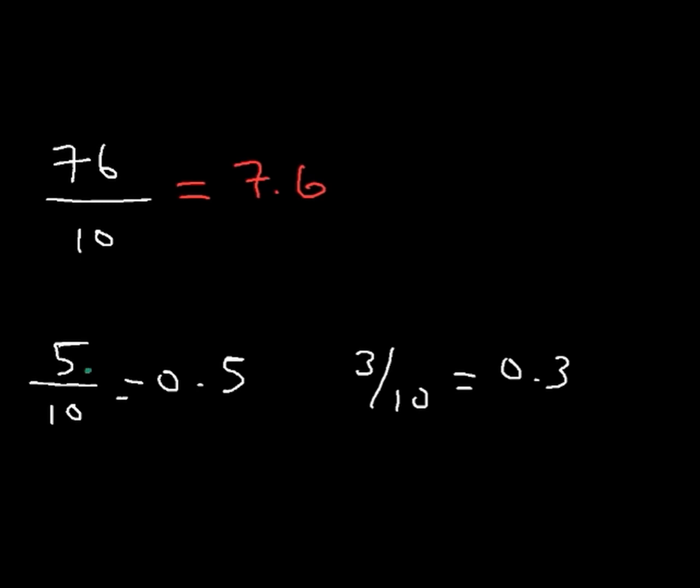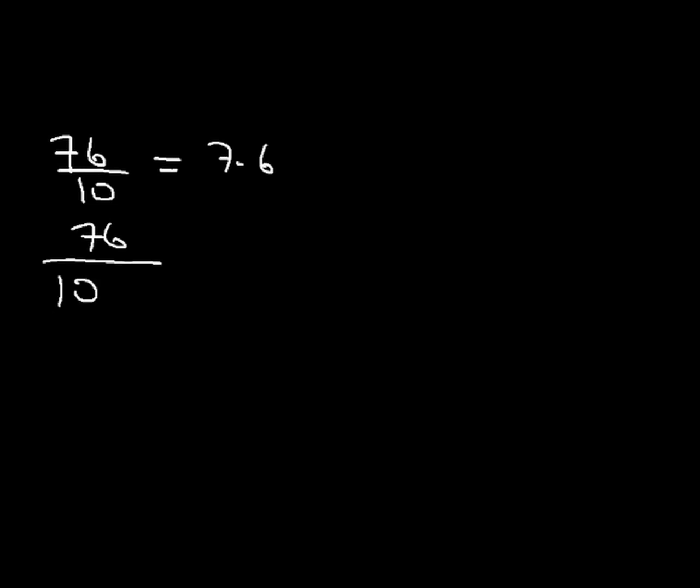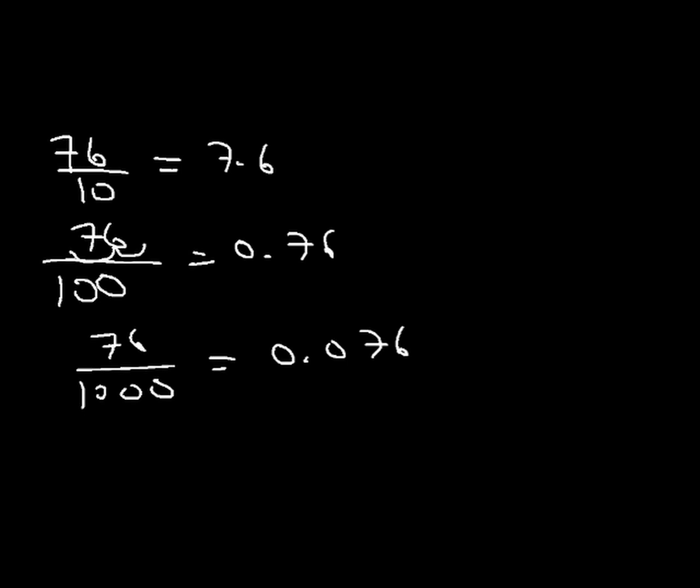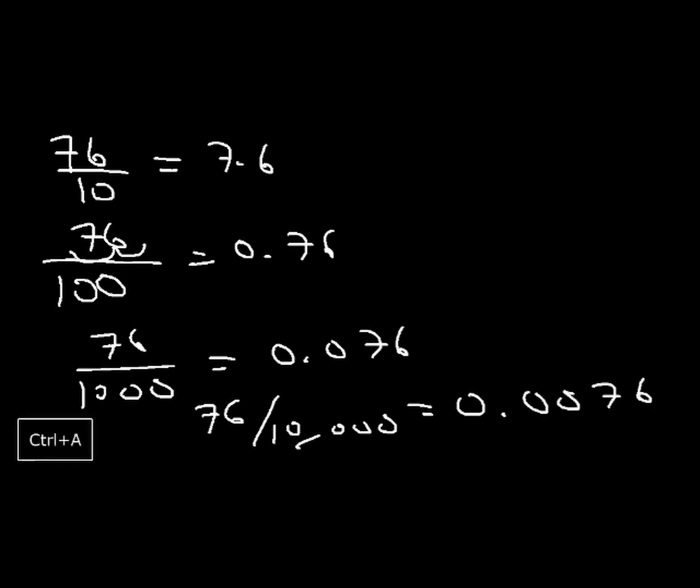You see, what you need to do is move the decimal 1 unit to the left. So right now, it's right here. You move it to the left, it becomes 7.6. So notice the pattern. 76 over 10 is 7.6. 76 over 100, you move the decimal 2 units to the left. That's going to be 0.76. 76 over 1,000, 0.076. 76 over 10,000, it's going to be 0.0076.